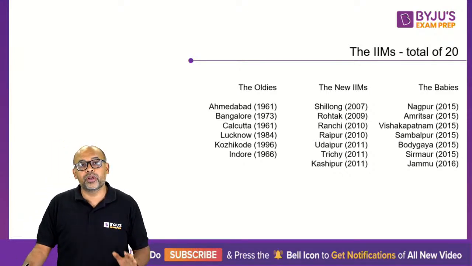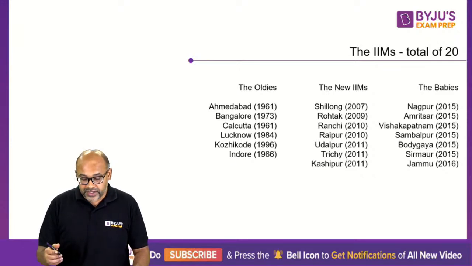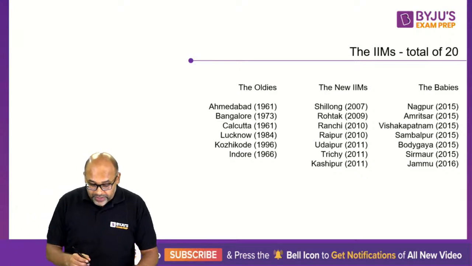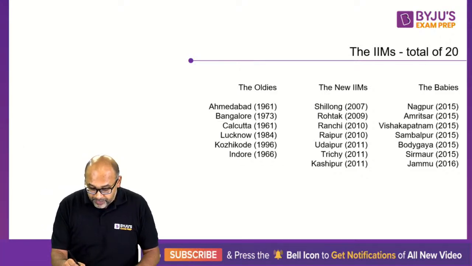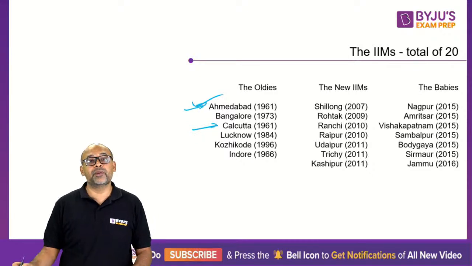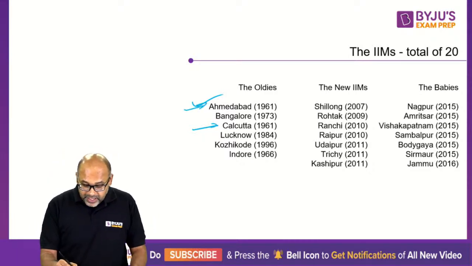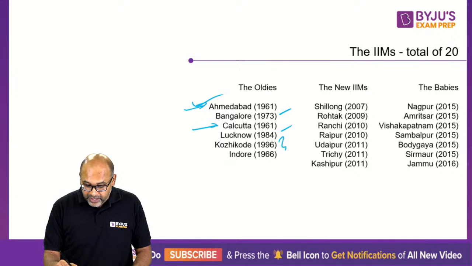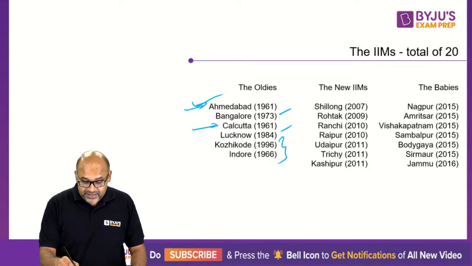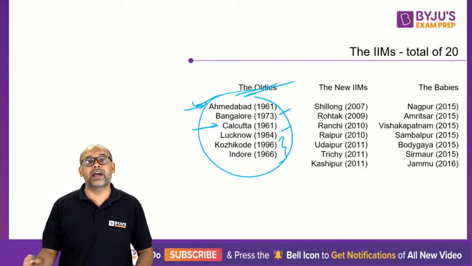Right, so let's start by understanding the 20 IIMs. There are a total of 20 IIMs. I have listed them all with the year of their establishment. Two of the oldest IIMs happen to be Ahmedabad, followed by Calcutta. In fact, both of them were established in 1961. Then came in Bangalore, then Lucknow, and Kozhikode and Indore came in 1996. These six are called the old IIMs.